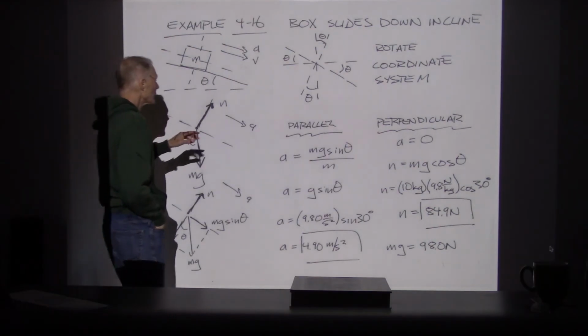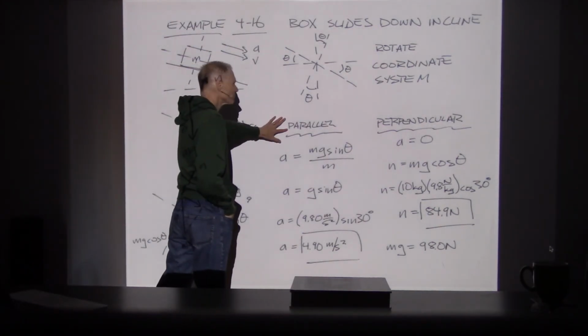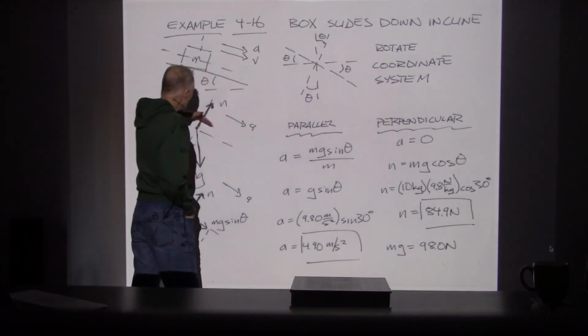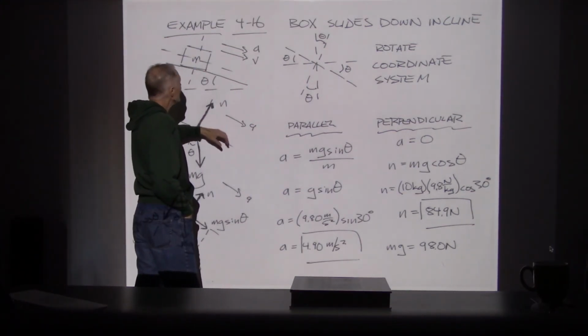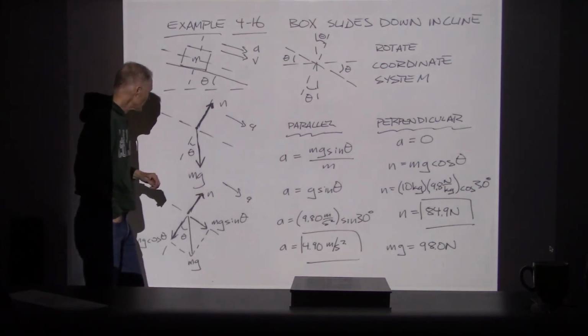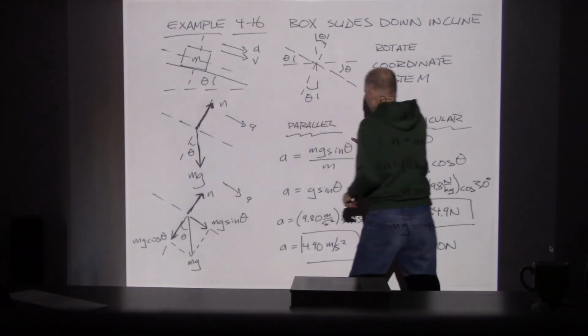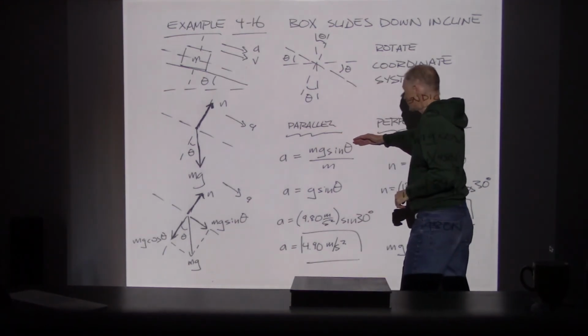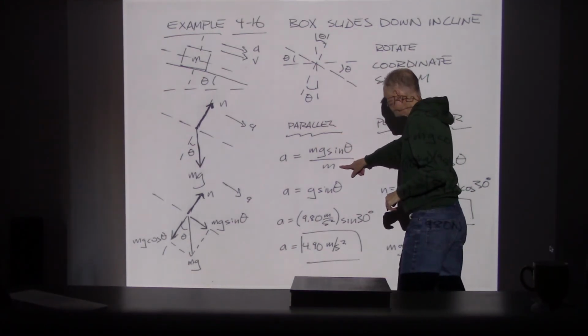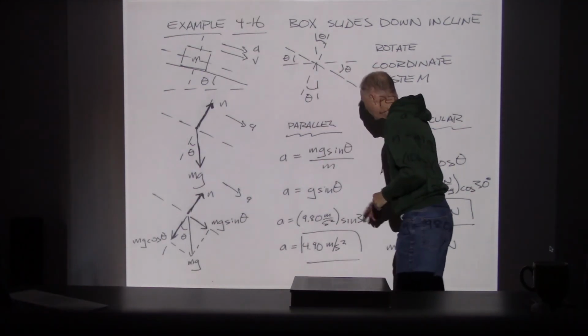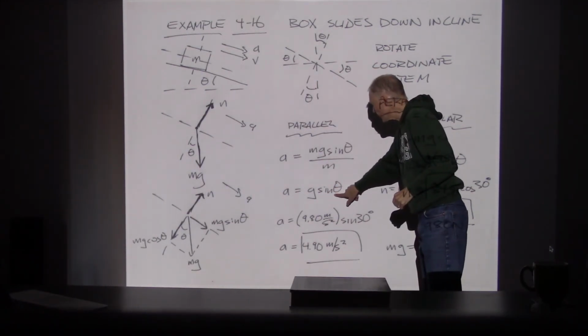Now let's take a look. The x direction, I call them parallel and perpendicular. This is actually just x along the surface. Now if I look along the surface, the forces that I have are mg sine theta. So I'm going to take that mg sine theta component, divide through by the inertia, and it tells me my acceleration along the incline is going to be g sine theta.